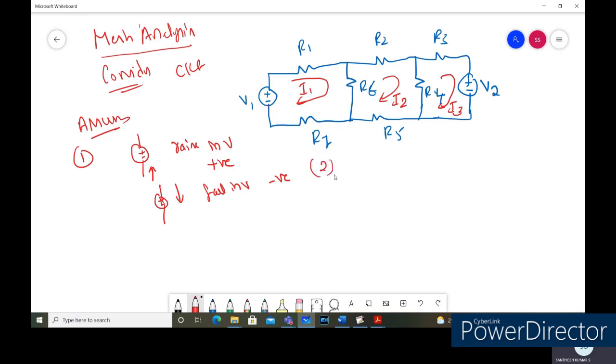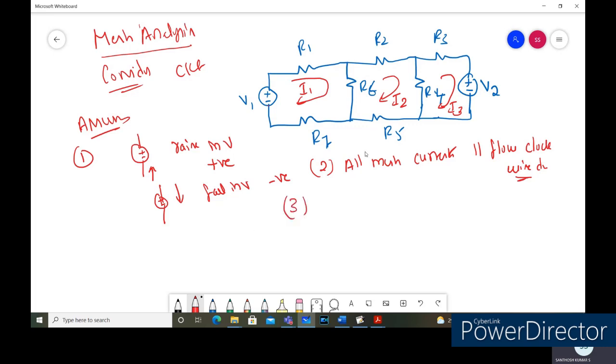The second assumption is that all mesh currents will flow in the clockwise direction. So all the currents we are going to assume in the clockwise direction here.